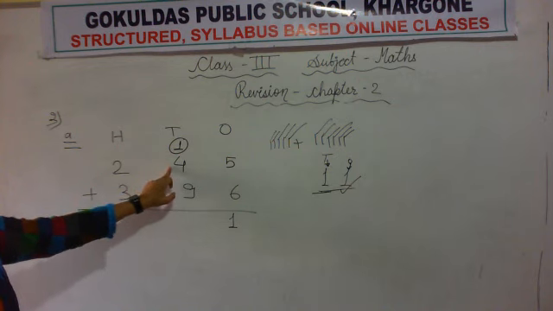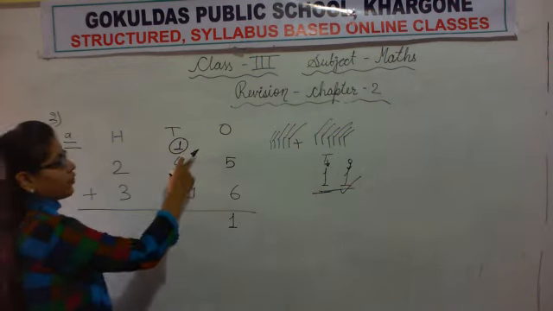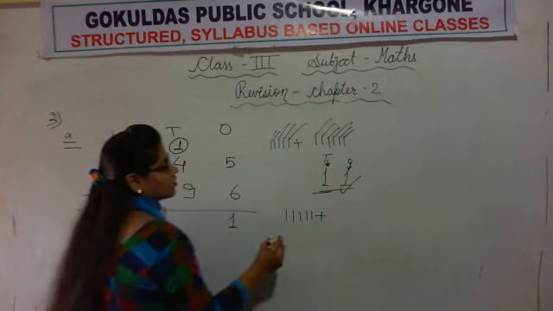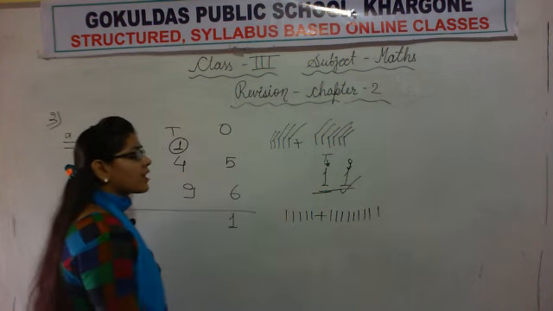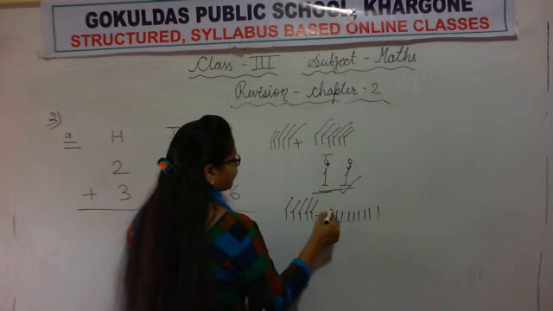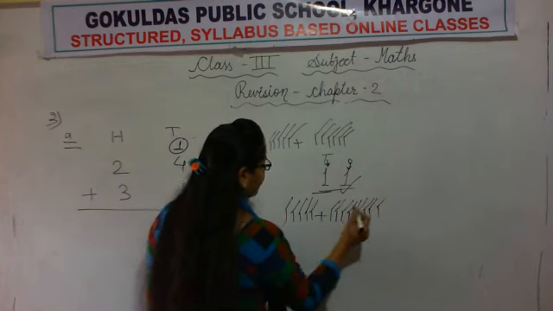1 plus 5, 1 plus 4, successor property. Whenever we see 1, we will apply successor property if addition is there. So 1 plus 4 is 5. So let's draw 5 sticks. Now 9. So 9 sticks we will draw. Let's count how many sticks. 1, 2, 3, 4, 5, 6, 7, 8, 9, 10, 11, 12, 13 and 14.